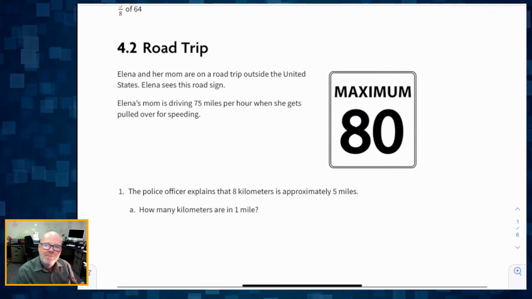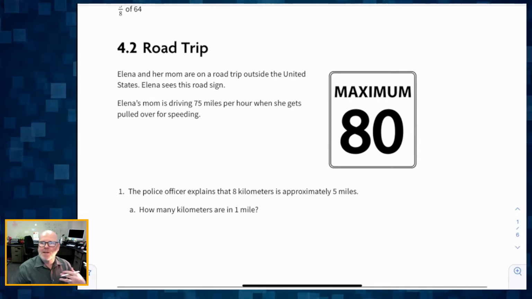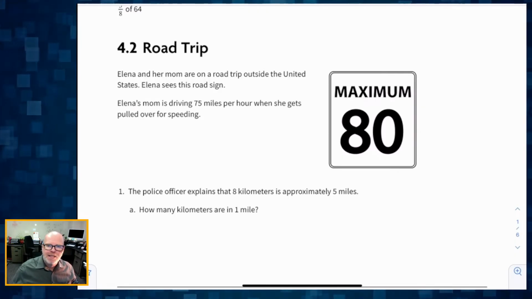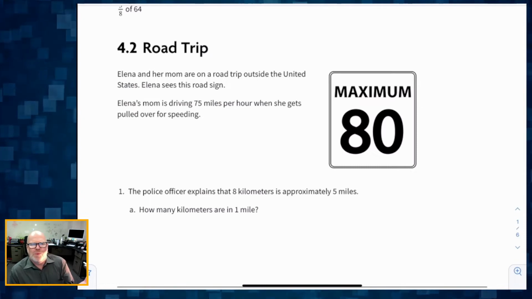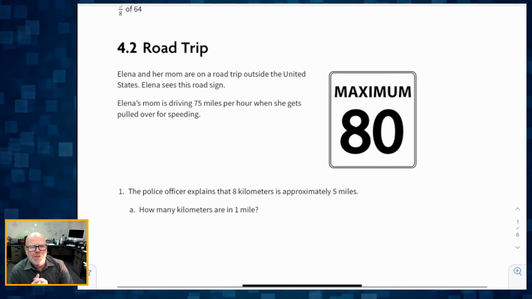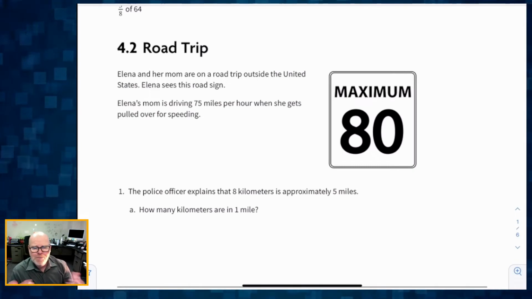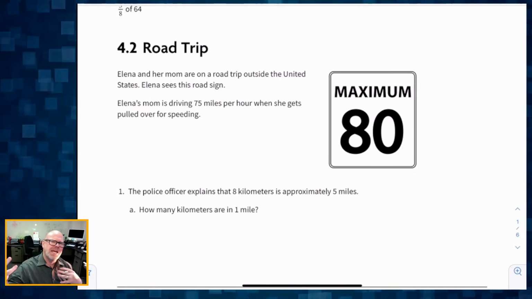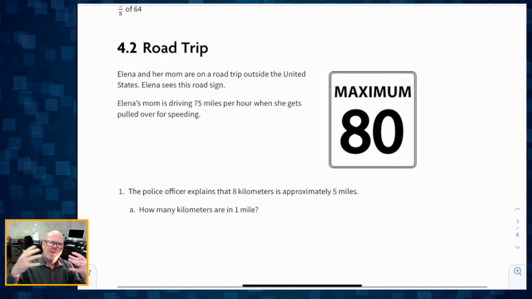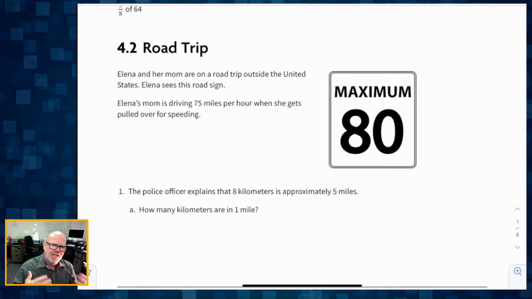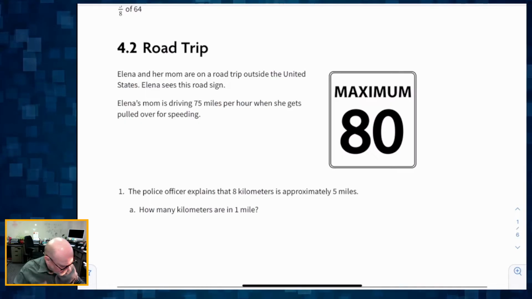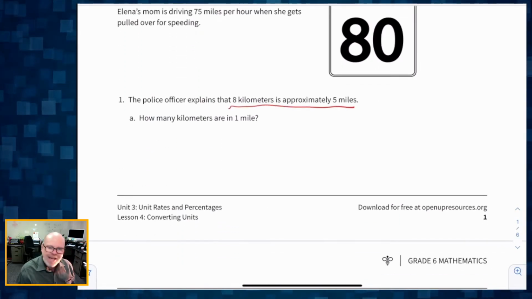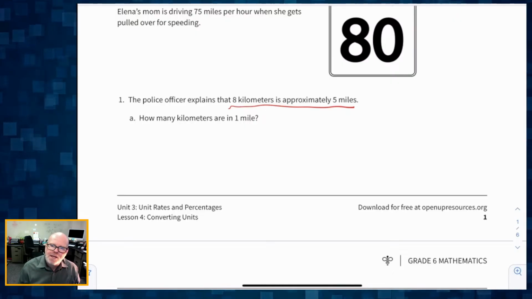All right, number 2, activity 2. Elena and her mom are on a road trip outside the United States. Elena sees this road sign and it says maximum 80. And the idea is 80 what? And Elena's mom is driving 75 miles per hour when she gets pulled over for speeding. So how is that even possible if the maximum is 80, but the mom's driving 75 and yet she gets in trouble for speeding?